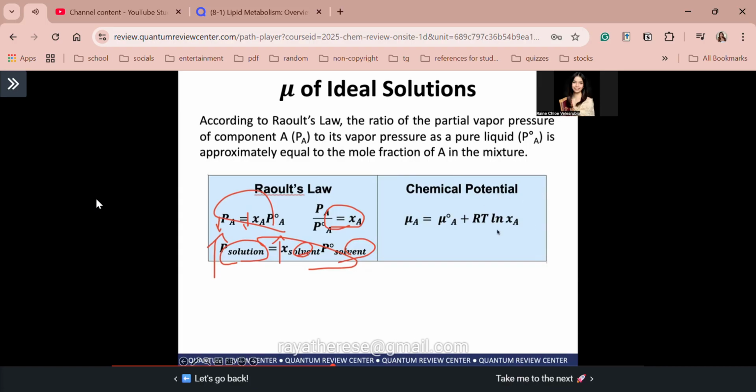So now we can derive the equation for chemical potential from Raoult's law. So μA is equal to μ naught A plus RT ln XA, okay? And all this says, guys, is that the chemical potential of A in the mixture is just equal to the chemical potential of pure A, plus RT ln XA, or how much A is in the mixture.